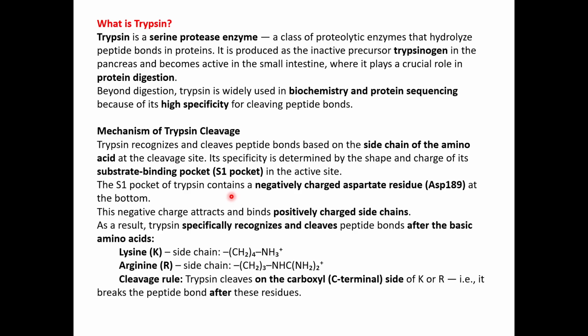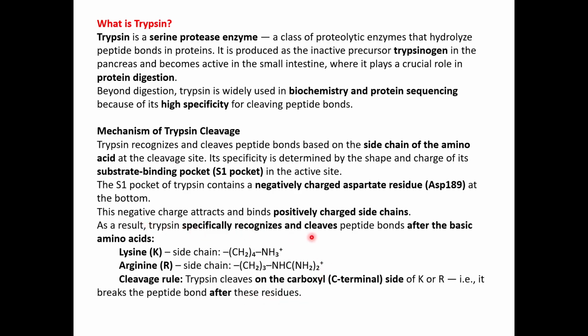Since the shape and charge of it is helpful, this negative charge will attract the positively charged side chains. The basic amino acids are the ones which have a positive charge, like arginine and lysine. Therefore it cleaves at the basic amino acid sites. So the cleavage rule is: trypsin cleaves on the carboxyl side of either lysine or arginine. That is, it breaks the peptide bond after these residues.